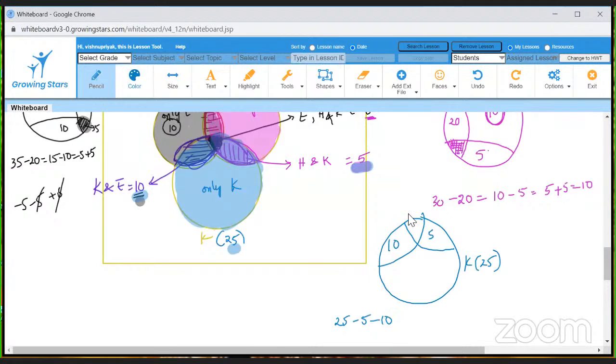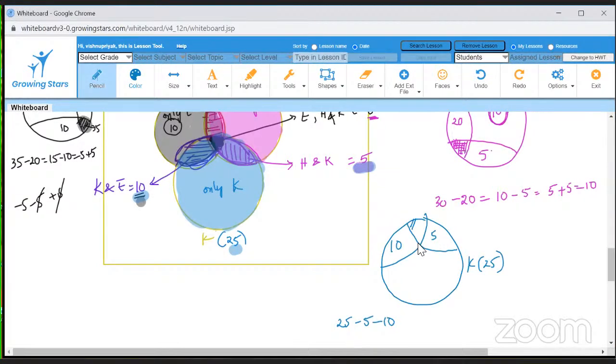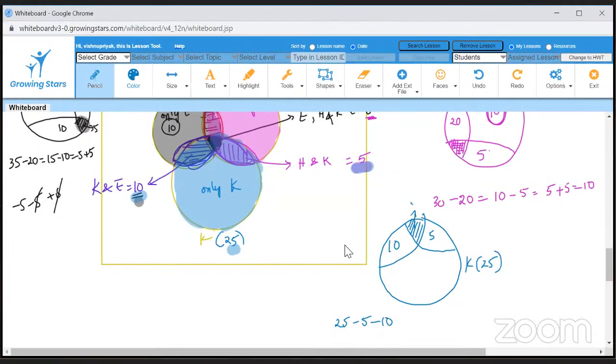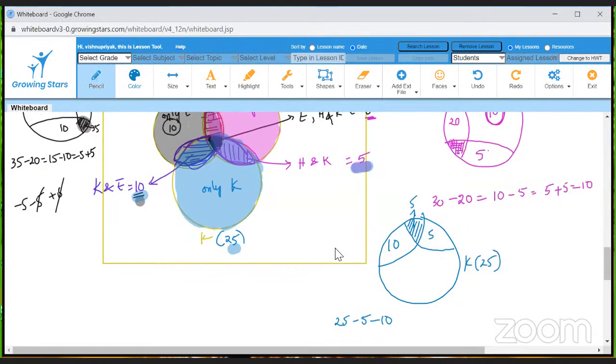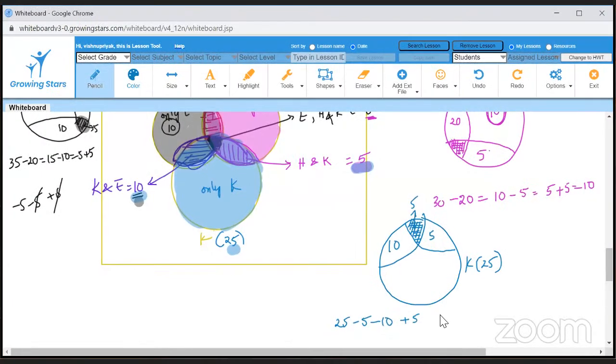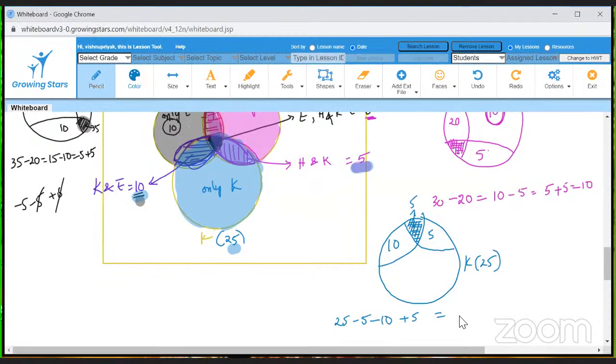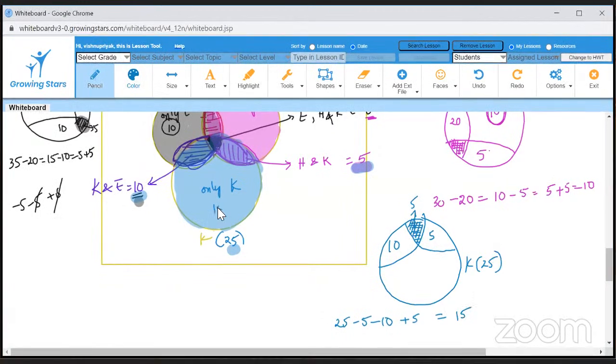Now what happened in this process? The triangle, that is 5 people, I have subtracted 2 times. These 5 people who speak all the 3, I have subtracted 2 times. So I will add 1 time. Then I will have 15 people only coming.